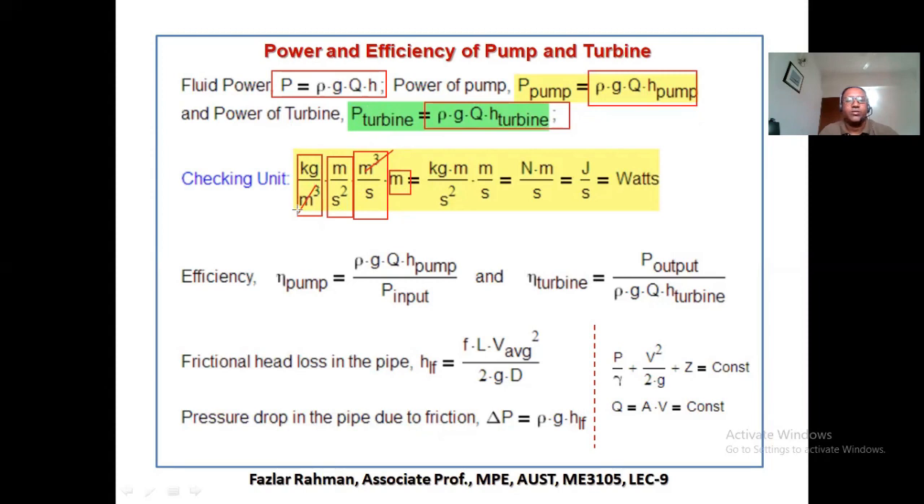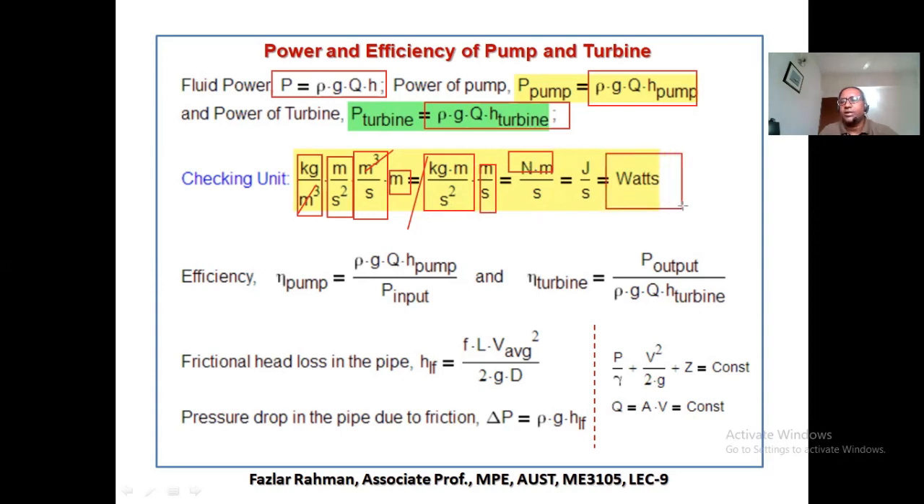So you have kg meter second square, that I put over here. Kg meter second square right over here, and you have meter per second, right? That meter per second over here, and kg meter per second square equal to Newton. So you got Newton meter per second, and Newton meter equal to joule. So joule per second equal to watt.